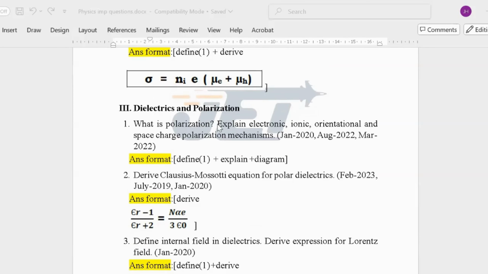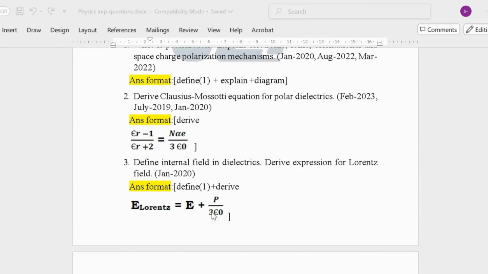What is polarization? Explain electronic, ionic, orientational, and space charge polarization mechanism. Okay, as usual, polarization definition will carry 1 mark, and the rest of them you have to explain with the diagram. Most important. The next question: derive Clausius-Mossotti equation for polar dielectrics. Right. So this is your derivation. Okay, guys. Okay, moving on to the next question.